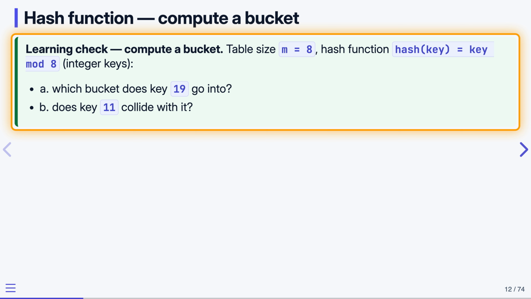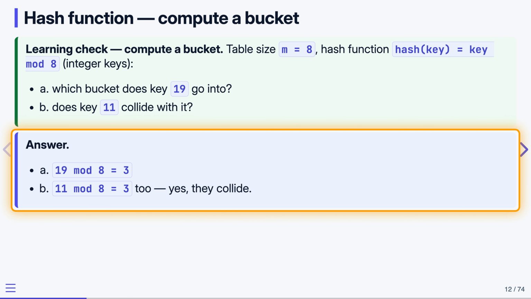Let us try a learning check. The table size m is 8 and the hash function is hash of key equals key mod 8 for integer keys. Part A, which bucket does key 19 go into? Part B, does key 11 collide with it? Pause and work it out. Here is the answer. 19 mod 8 is 3, and 11 mod 8 is 3 as well. So yes, they collide, both landing in bucket 3.